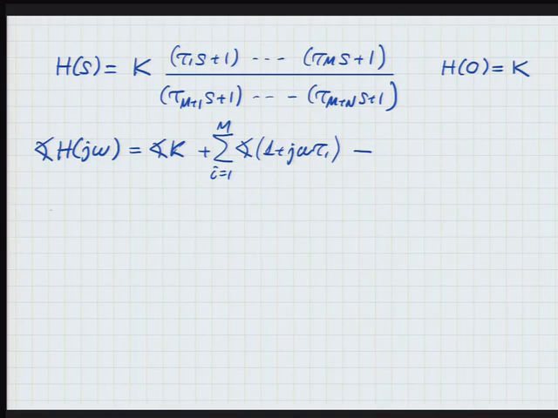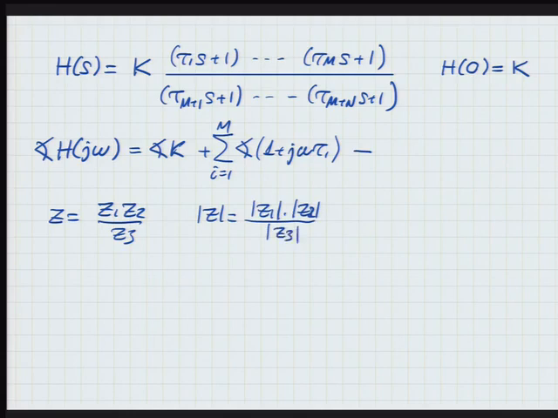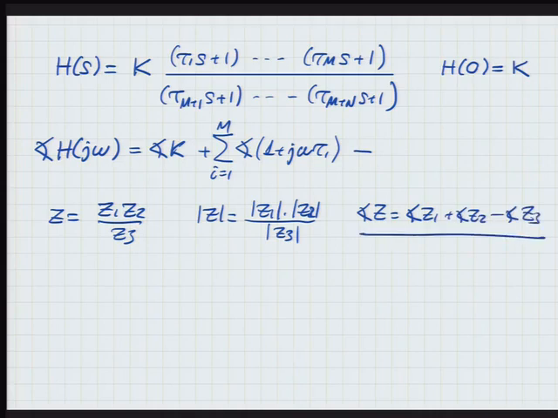If I have a complex number z that looks like z1 z2 by z3, then the magnitude of z will be the magnitudes multiplied and divided, whereas the phases will just add and subtract: phase of z1 plus phase of z2 minus phase of z3. Okay? So basically, we're applying this principle here. So therefore, whatever is in the denominator, we subtract them. So from i equals m plus 1 to m plus n, we're subtracting those phases.